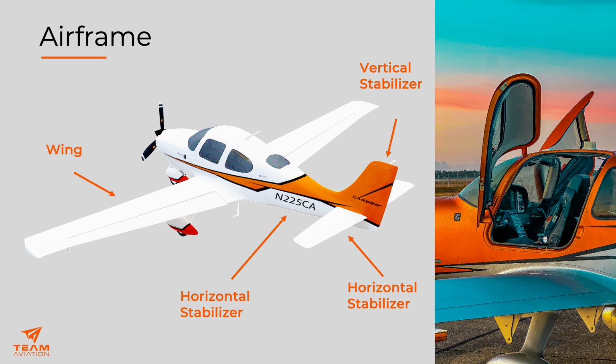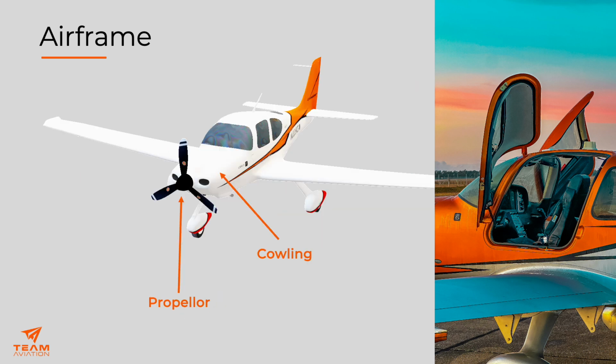The vertical stabilizer and rudder control yaw, keeping the aircraft in balance. These components work together to ensure smooth, controlled, and safe flight. Now, let's take a look at the front section of the aircraft, where we find two important components.